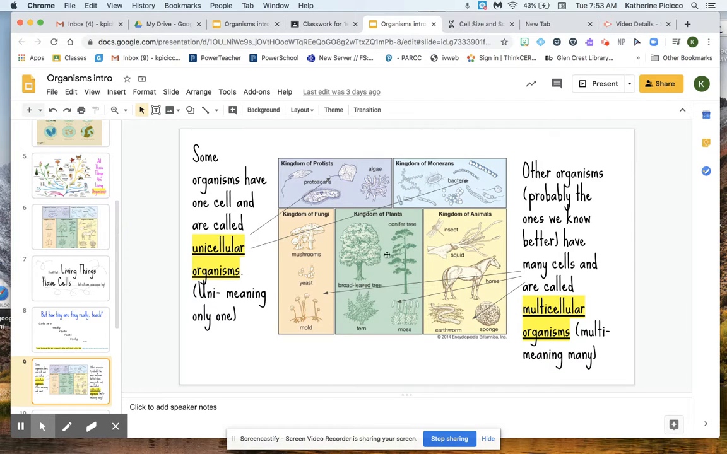But then there are a little bit more complex things like this horse here and the tree, and we can see the yeast and the mushrooms that are made of many cells. In fact, our body has trillions of cells, so many cells. So we would be called multicellular organisms, multi meaning many.